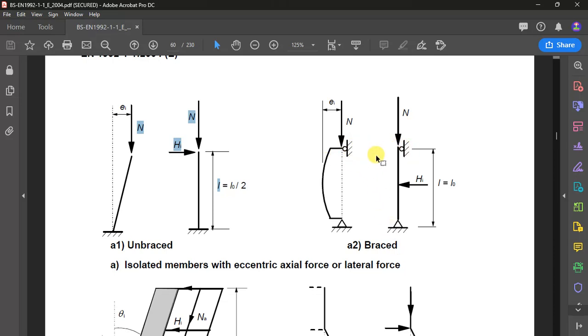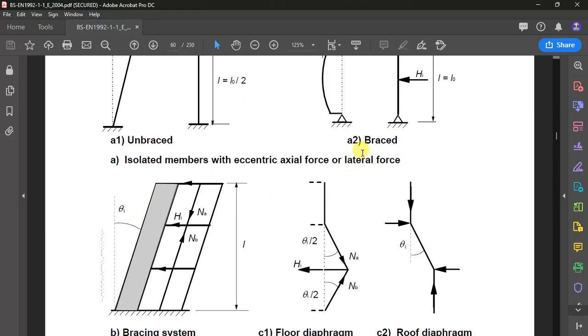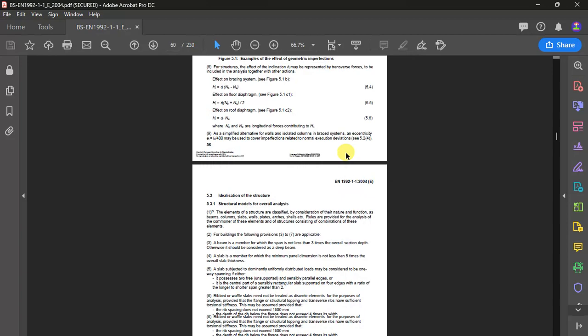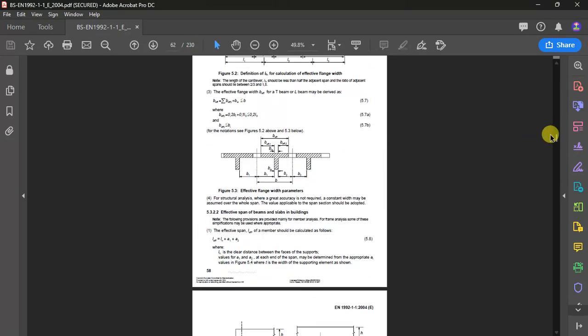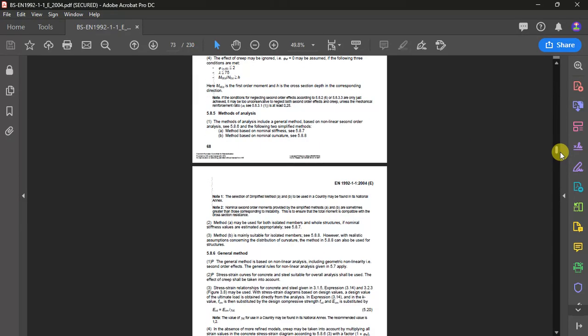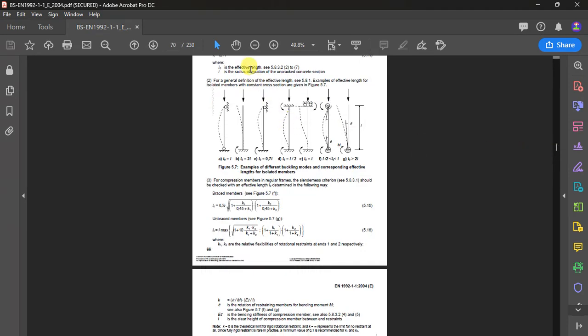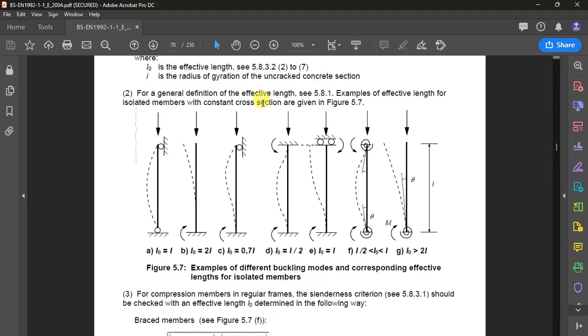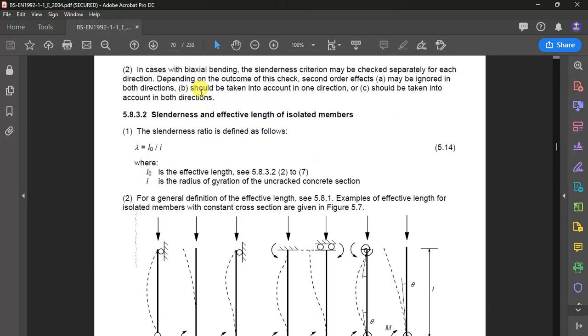So our column, I think, is braced, right? Because on top we have beams and on bottom we have beams, so it is considered to be fixed on all sides. Though these are in form of like a roller, they are in form of like hinges, but it is all considered braced. Now the effective length when you are doing buckling, you'll check in Eurocode 2, clause 5.8.